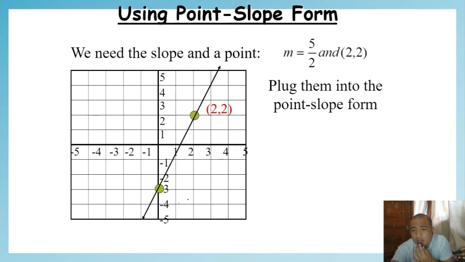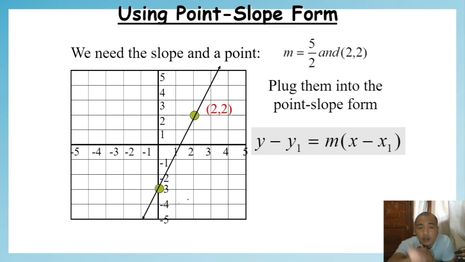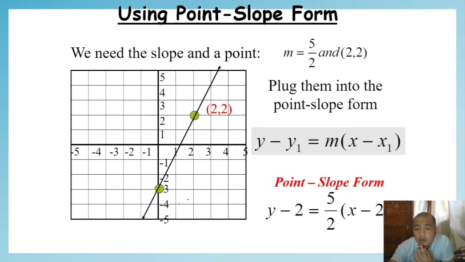So plug them into the point-slope form: y - y1 = m(x - x1). What we're trying to do now is, given the graph, we solve its equation using point-slope form. So y - 2 = 5/2 (x - 2). That is the answer because it didn't ask to transform this equation to ax + by = c. That is the point-slope form.